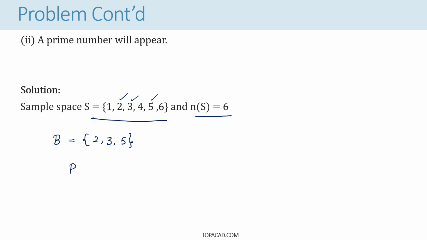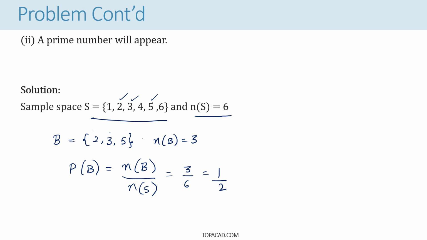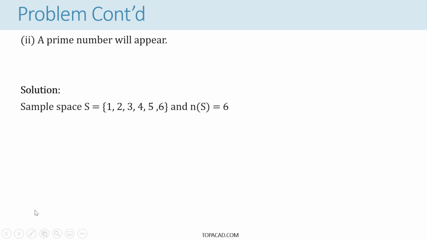Okay, so the probability of getting a prime number is equal to the number of prime numbers that can come divided by the number of outcomes in the sample space. Here n of P is equal to 3: 1, 2, 3. So 3 by 6, which is equal to 1 by 2. So the probability of getting a prime number when we roll a die is equal to 1 by 2.